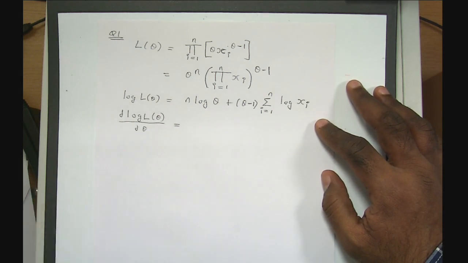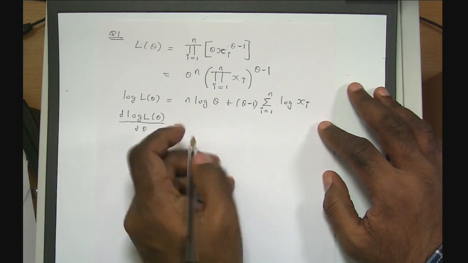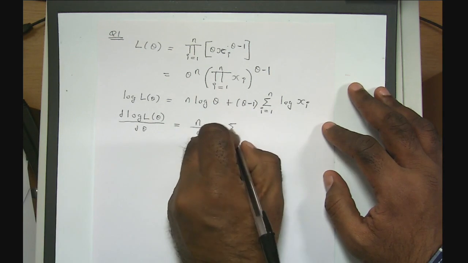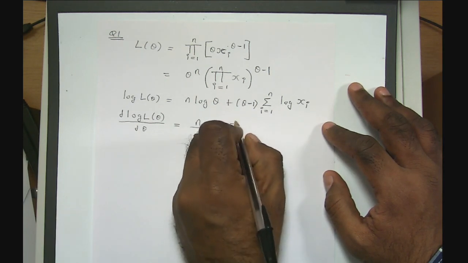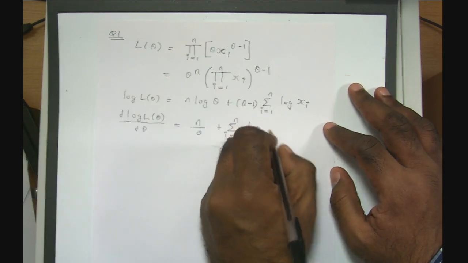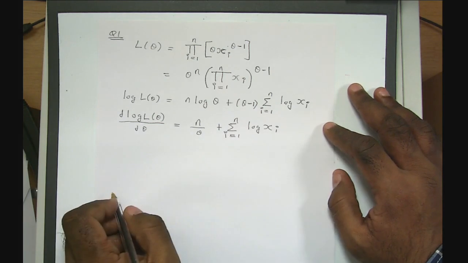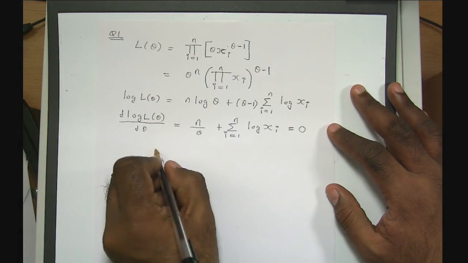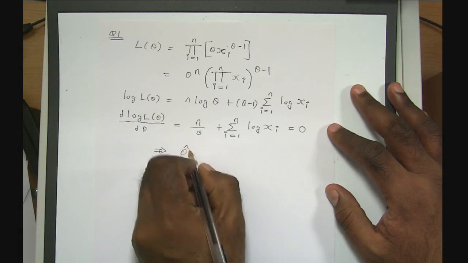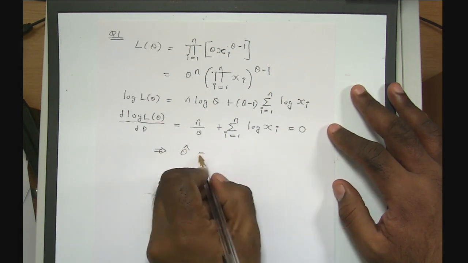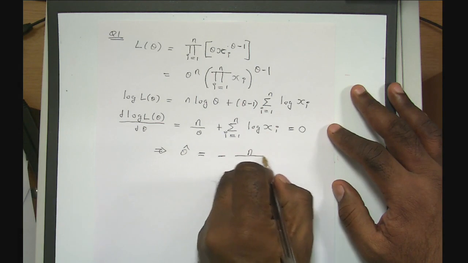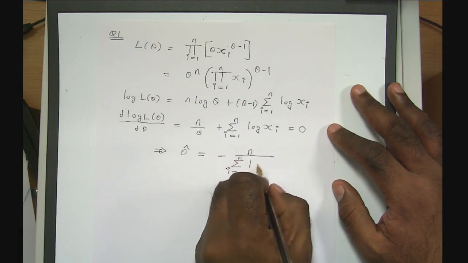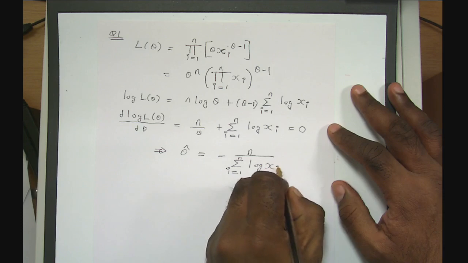In this case we only have one parameter, so the derivative is this. Okay, set this to 0, you get the solution that theta hat, the solution of this equation, equal to minus n over the sum. Right, this is the solution.